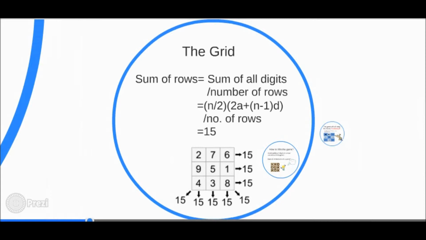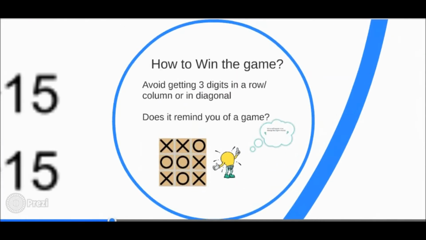How to win the game? As our game rules state, the winner must avoid getting the sum of any 3 digits equal to 15. The first player just needs to avoid getting 3 digits in a row, column, or diagonal to win the game. Does this remind you of a game that has the absolutely opposite winning condition?